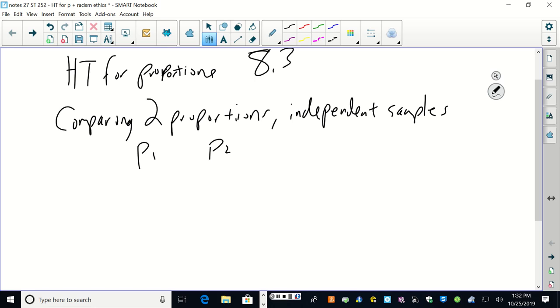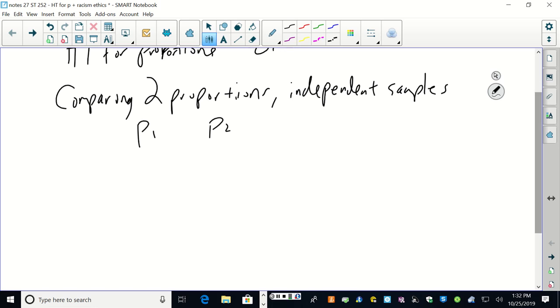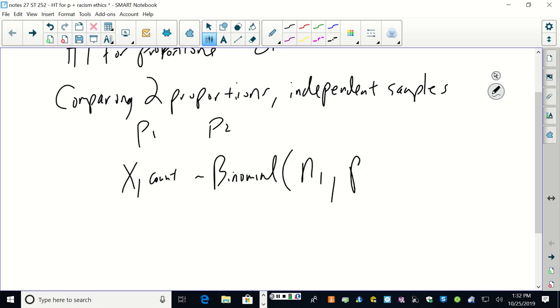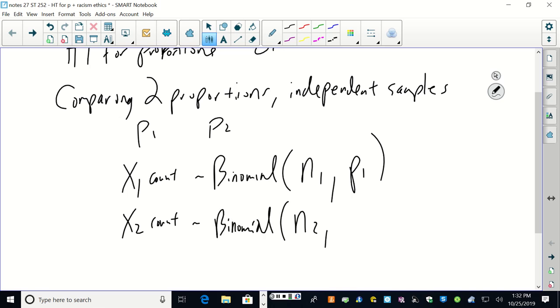So if the things that we're measuring are success or failure, we're going to have a count, x1. We're going to assume it has a binomial distribution, a binomial experiment. So there's N1 trials and a probability P1 of success in that group. Independently in the other group, there's an x2, which is a count of successes, a binomial random variable with N2 trials and a probability of success P2 on each one.